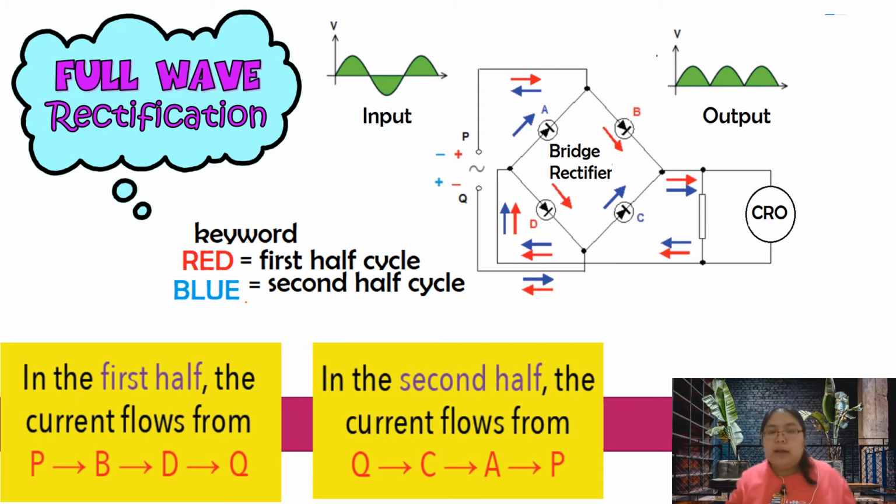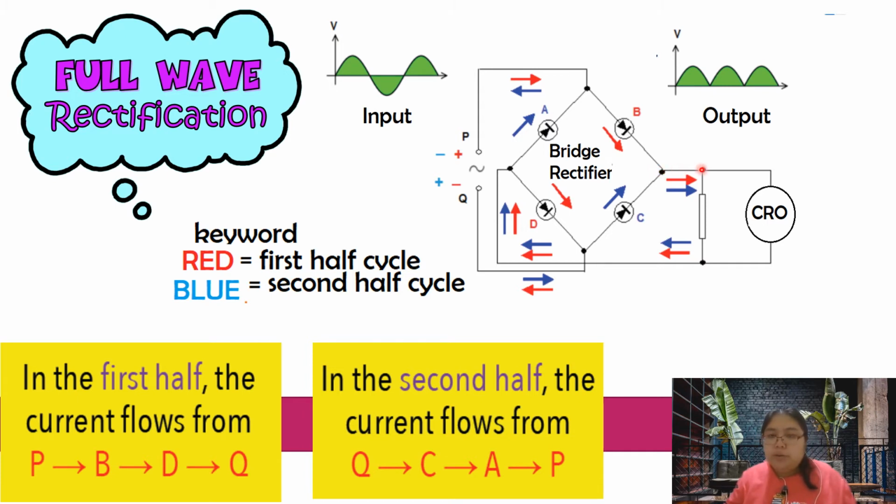Okay, now I need to go to the second cycle. Second cycle, there's a blue color. Let's see how the blue color arrow starts. Okay, we start from the Q. After that, the Q must be here. Okay, now continue until the junction. I cannot go through the D because D is a reverse bias. I must go to the C. Okay, when I go to the C, I also cannot go up to the B because B is a reverse bias, so I continue.